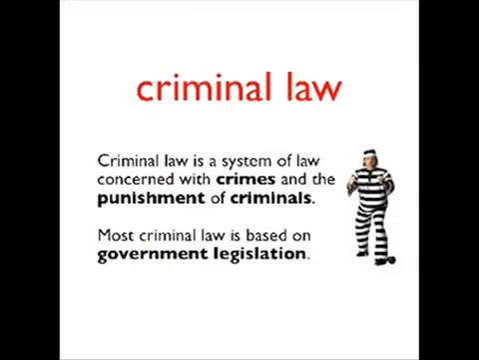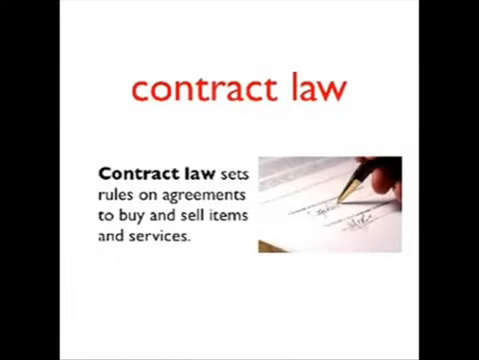Criminal law. Criminal law is a system of law concerned with crimes and the punishment of criminals. Criminals are people who commit crimes. Most criminal law is based on government legislation. Other types of law include contract law. Contract law sets rules on agreements to buy and sell items and services.